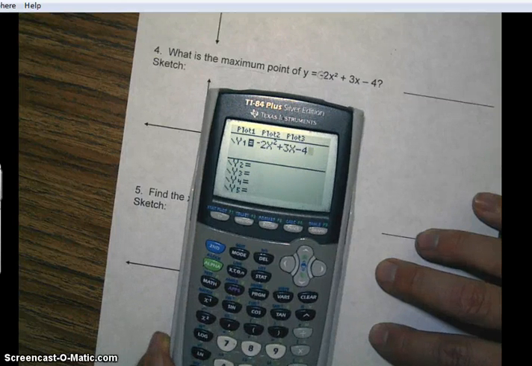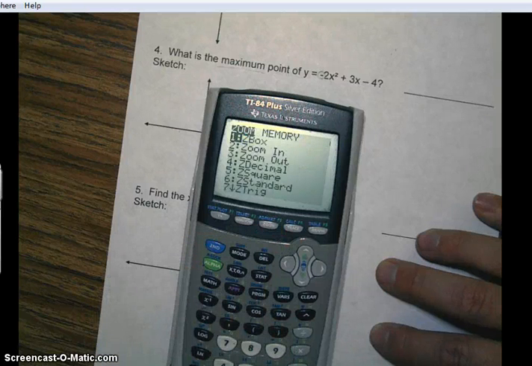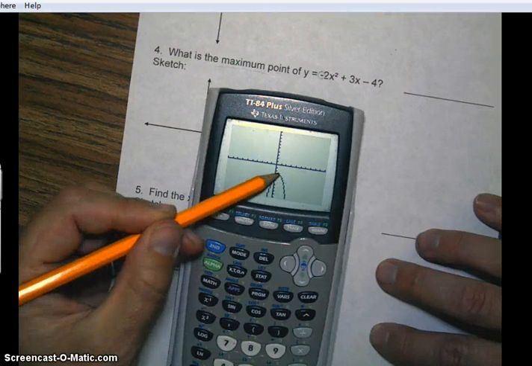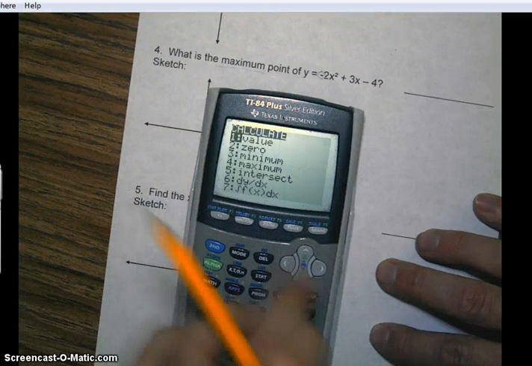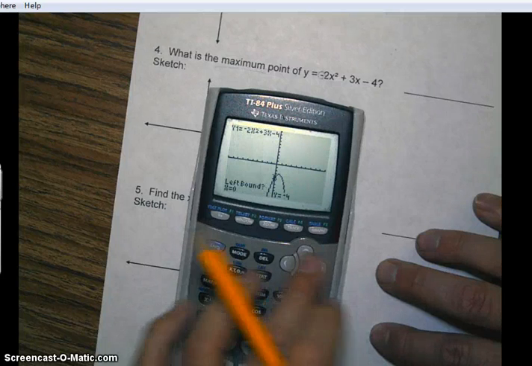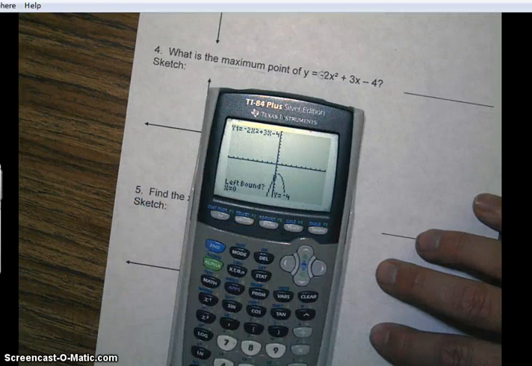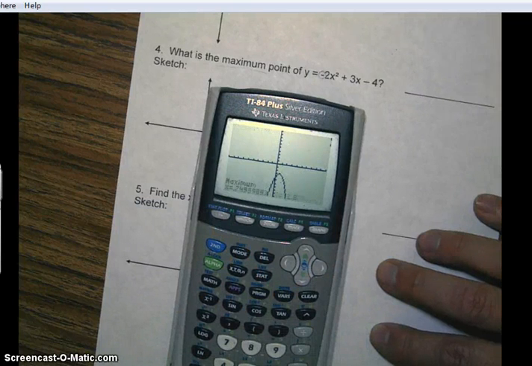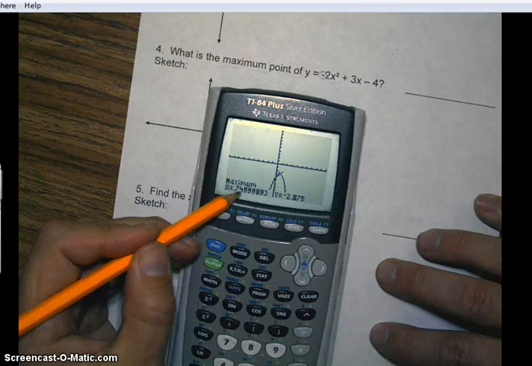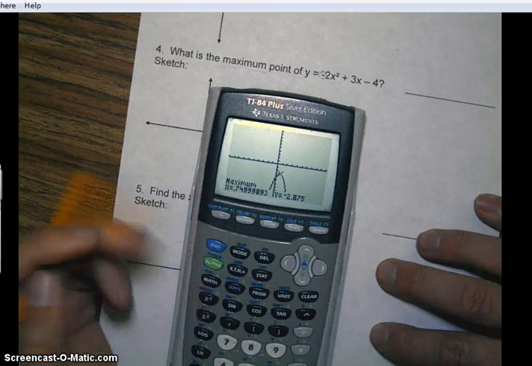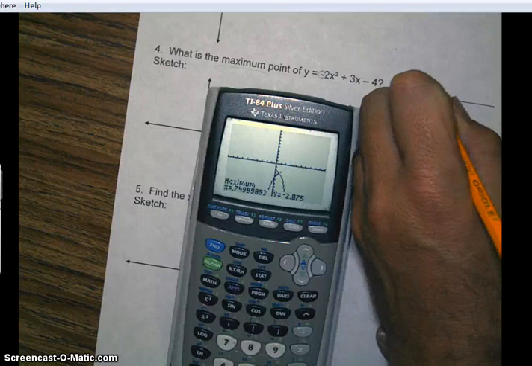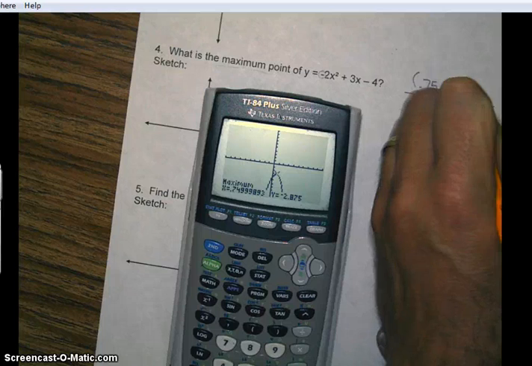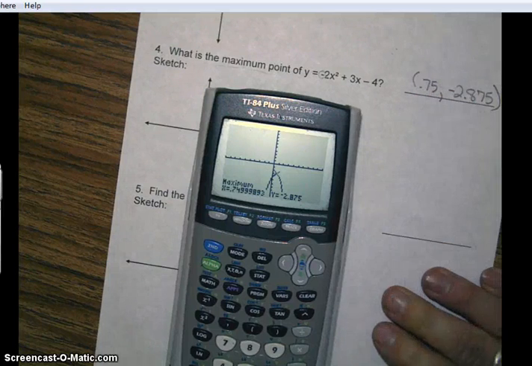I'm going to go ahead and do the zoom 6. I like that. There it is. There's our maximum point right there. So we're going to do second trace, maximum. Left, I'm to the left right now, so I'm going to go to the right. Enter 3 times there. So (0.75, -2.875). There's your maximum point.